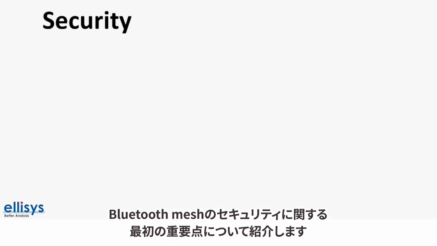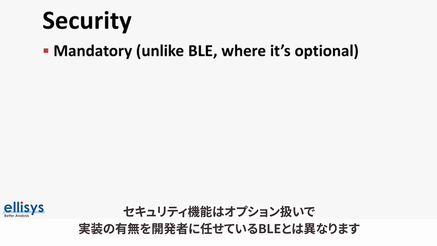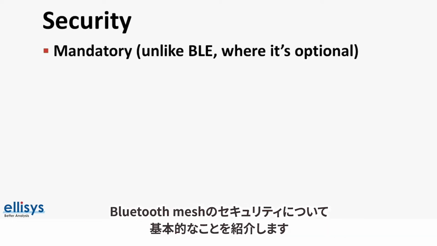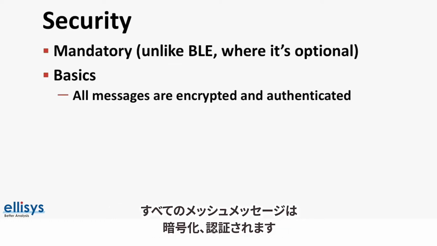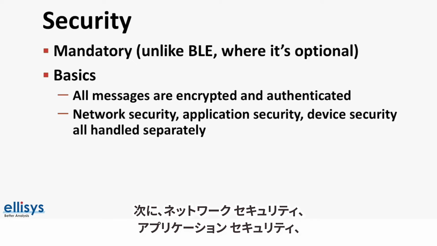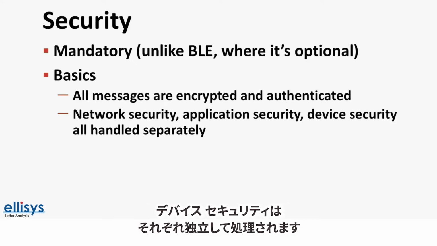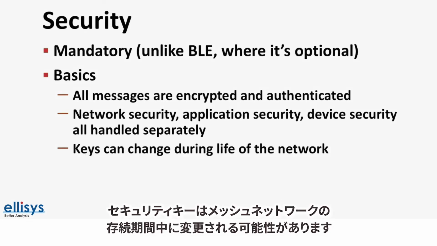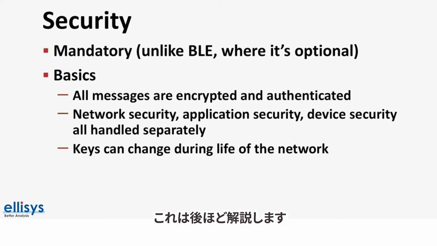The first important note regarding security in Bluetooth Mesh is that it is mandatory, compared to BLE where it's optional and up to the developer to decide whether to include it or not. Here are some of the basics of security in Bluetooth Mesh. First, all mesh messages are encrypted and authenticated. Second, network security, application security, and device security are each handled independently. And third, security keys can be changed during the life of the mesh network, which we'll talk about here shortly.